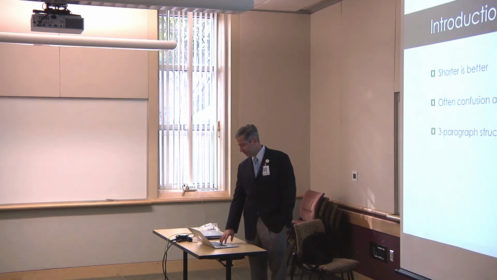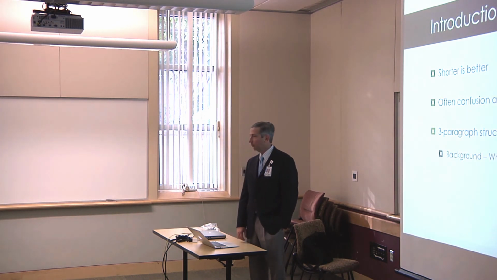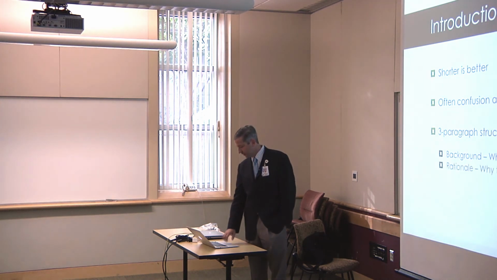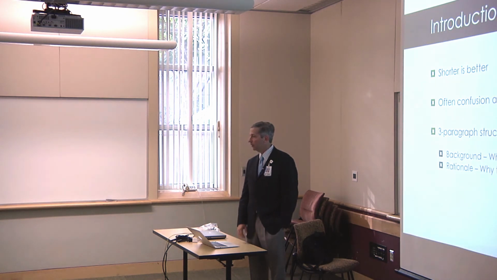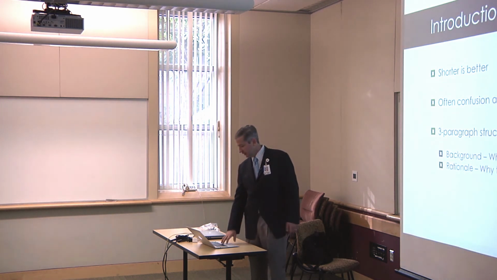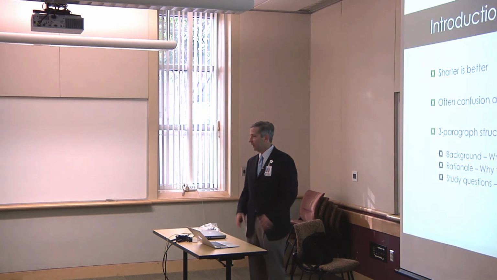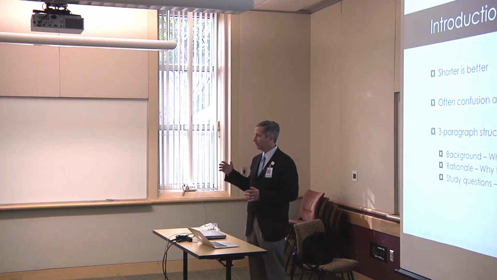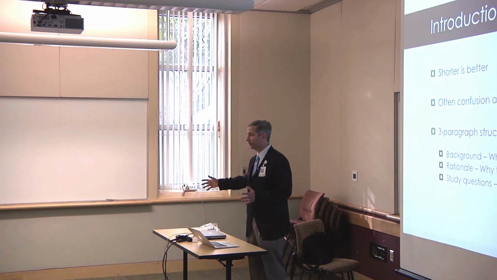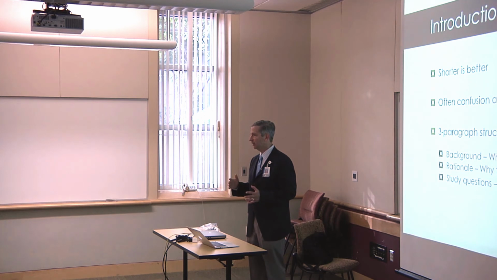Let me tell you what I mean by that. The background paragraph, why is the topic important? It's common, it's morbid, it's expensive, whatever. Second paragraph, rationale. Given this important topic, why did we set out to design this specific study? What's missing in the literature? Where's the controversy? And then a paragraph on study questions. It should be so clear in transition from that paragraph of rationale to your questions that that paragraph of questions should start, we therefore sought to determine. It should be that direct.